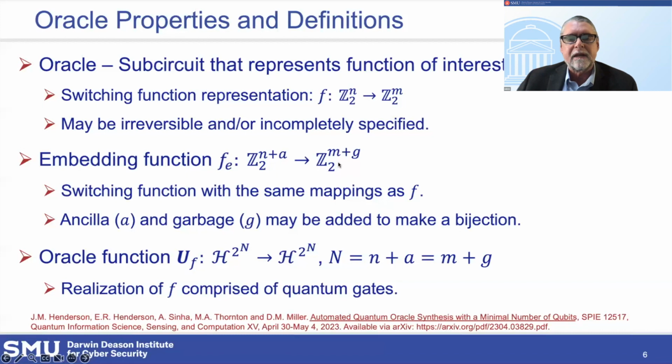And these are added and defined in a very careful way to cause this embedding function to be a bijection. It must be a bijection before we can then synthesize the transfer function for the oracle U sub f, because if it's not a bijection, U sub f will not be unitary. And as you all know, that's required. So ultimately, we synthesize the gates that implement this oracle function, and it is represented by a transfer matrix of size big N by big N.